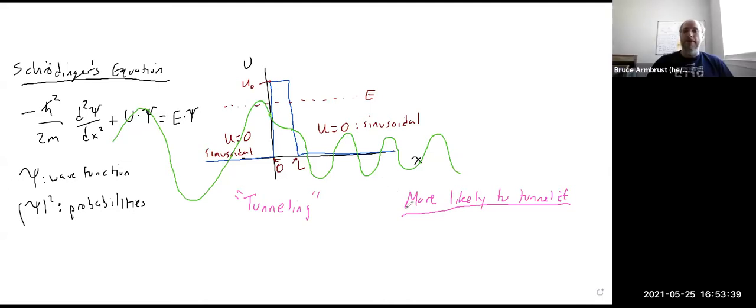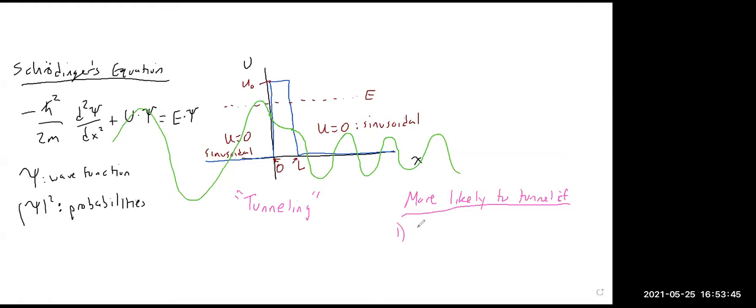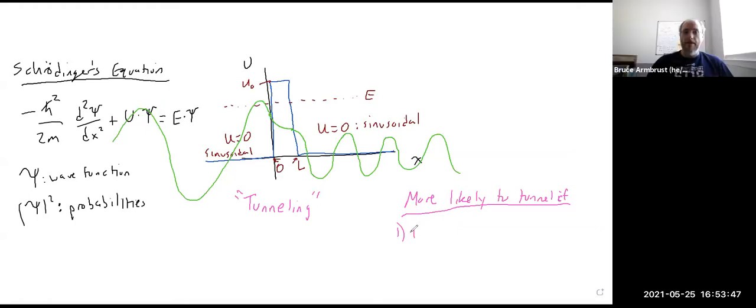What do you guys think? What might make it more likely? If E is greater than U. Okay, so I'll just put bigger E. If it's greater than U naught, that's even better. But regardless, as long as E is bigger, we're more likely to make it out.